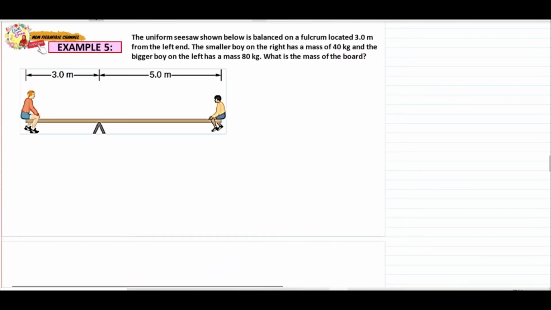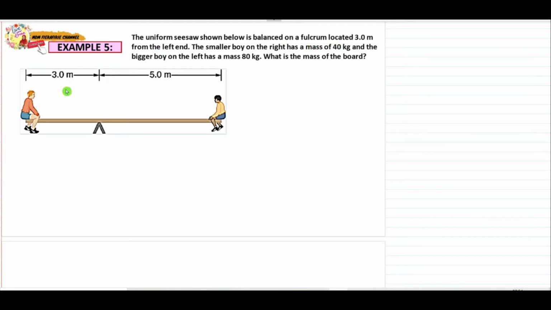Okay guys, example number 5. So, the uniform seesaw shown below is balanced. Okay, so bila balance, total Fx equal to 0, total Fy equal to 0, total torque also equal to 0. So the seesaw shown below is balanced on a fulcrum located 3 meter from the left end.